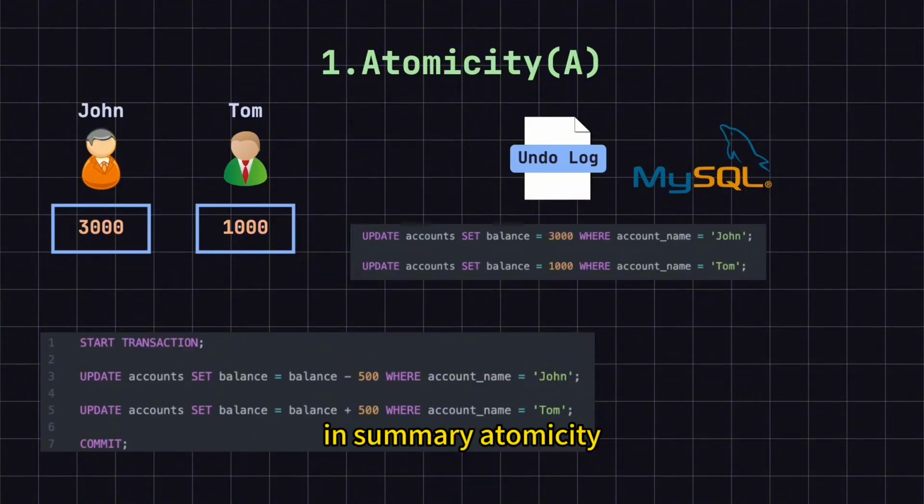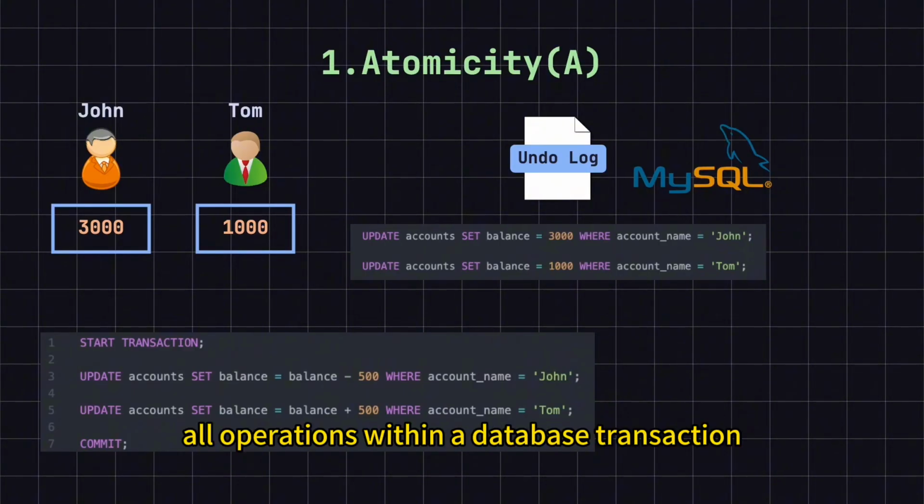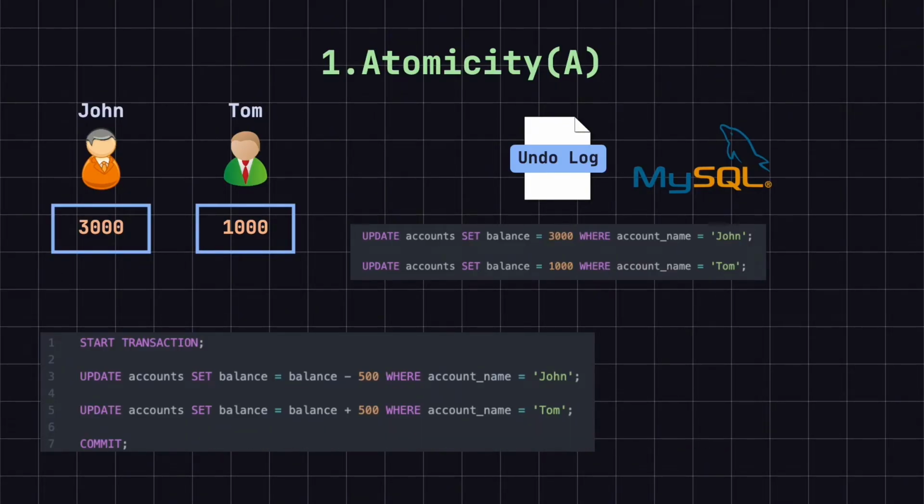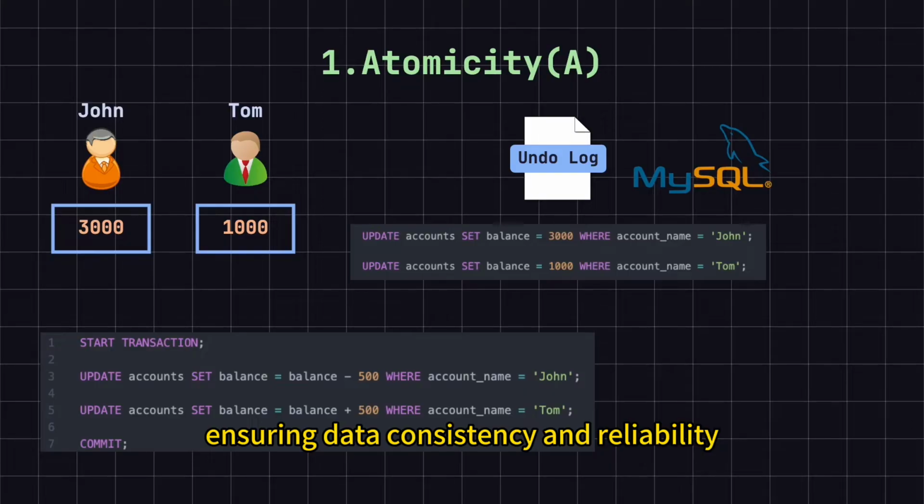In summary, atomicity ensures that all operations within a database transaction either take effect completely or not at all, ensuring data consistency and reliability.